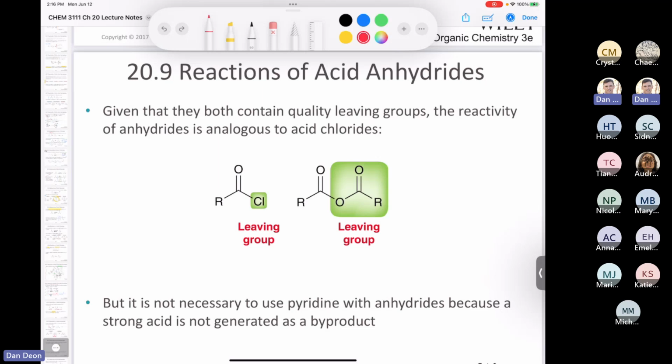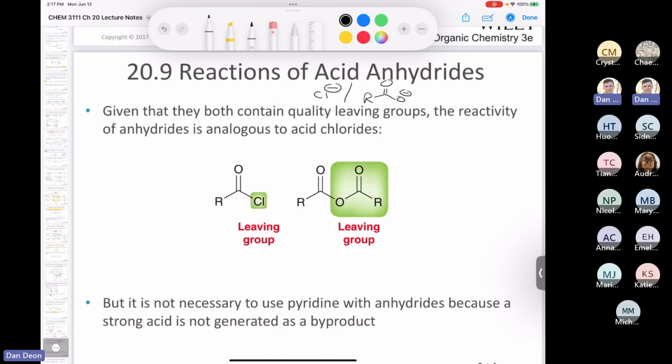Whether you're thinking about a chloride, a chloride is a good leaving group, and a carboxylate. So a carboxylate, they're both the conjugate bases of acids. One from a strong acid, one's from a weak acid, but they're both the conjugate bases of acids. And so they're both good leaving groups.